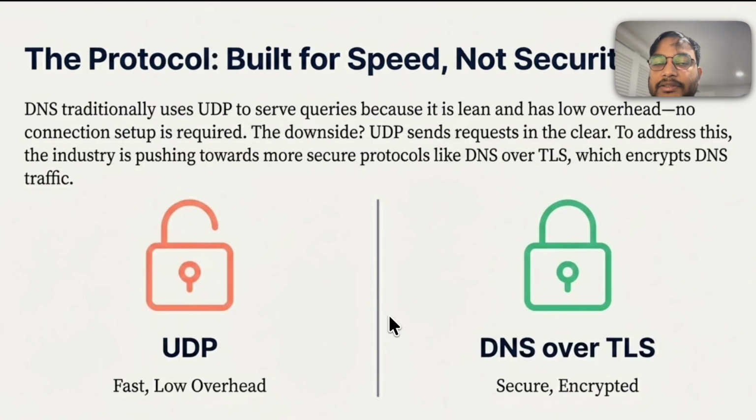DNS is not reliable. For example, if we send a request to find google.com and the packet is dropped in between, there's no guarantee, and we have to make the request again. That's the downside of UDP. You choose UDP over TCP because it's fast and has low overhead, or low load, on our server.